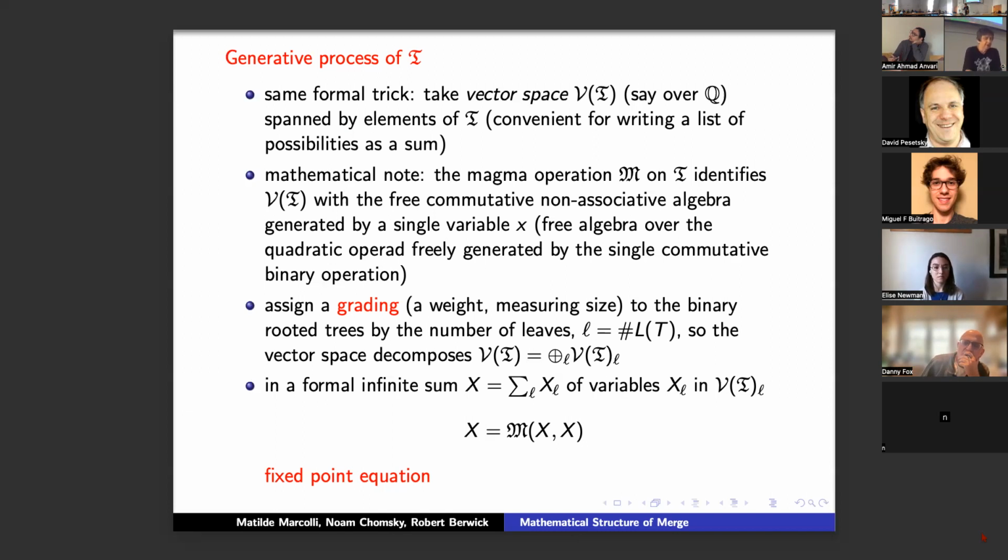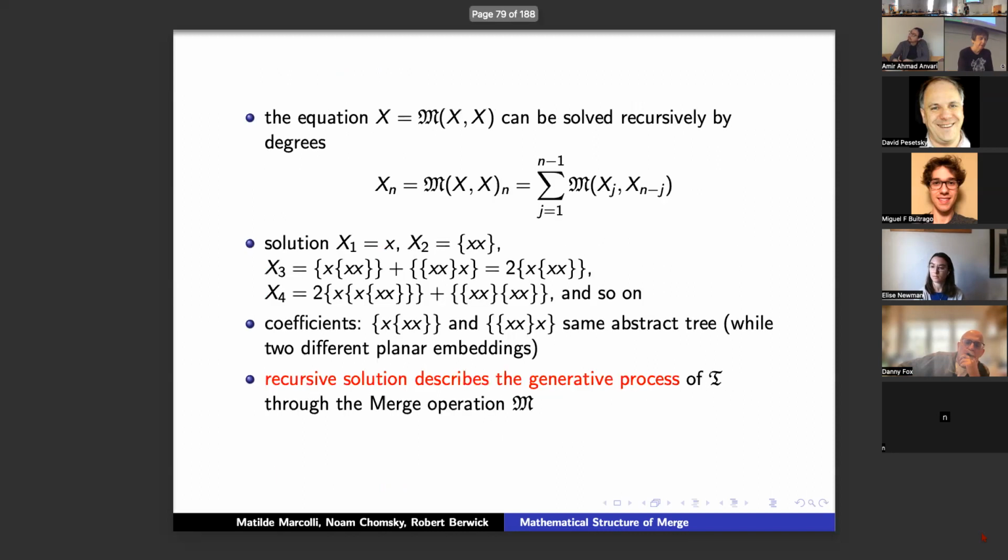Okay, so what do these fixed points look like? Well, because this formal variable x has one piece for each degree, you can try to solve this equation inductively by growing degrees. This is typically how one tries to solve this type of problem. You just try to find a recursion that solves it inductively. And so you can say, okay, if I do have a solution, this will also have one piece of the solution in each degree. So what does the piece of degree n look like?